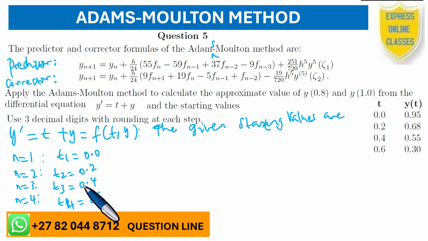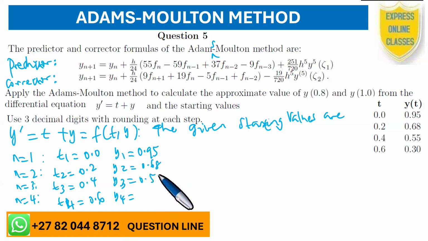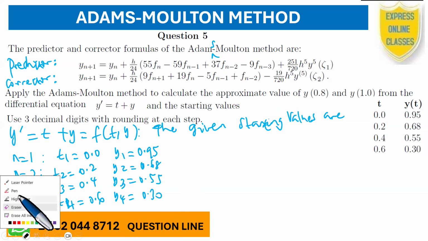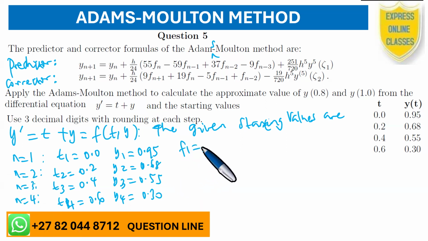Then we'd have the corresponding y's, for example. So you'd have a y1, y2, y3, y4. The first one, corresponding to T1 equals 0, is 0.95. Then there is 0.68. Then there is 0.55. Then there is 0.30. Right, and then we'll deal with the next one, which is the F values, because we know that F of Ty is T plus Y, which is Y prime. So we're going to use that one, but also we're going to deal with F1, which is 0.95.